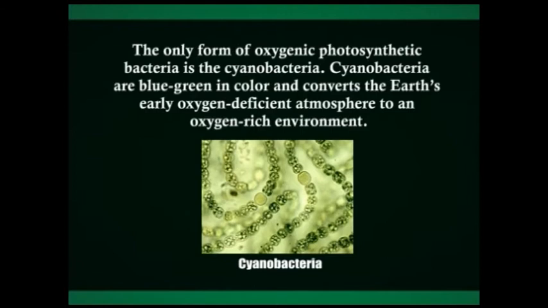Cyanobacteria are blue-green in color and converted the Earth's early oxygen-deficient atmosphere to an oxygen-rich environment. These bacteria are mostly found in water but can survive on land, in rocks, and even in animals' shells and in coral. They are also known to be endosymbionts, that is, they can live within the cells or body of another organism in a mutually beneficial way.